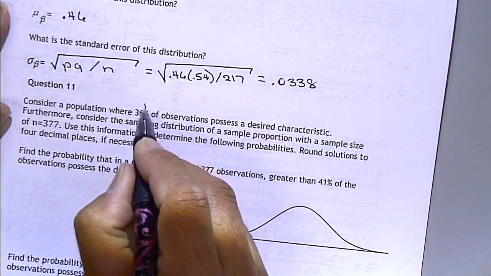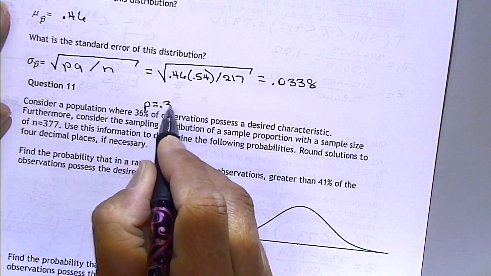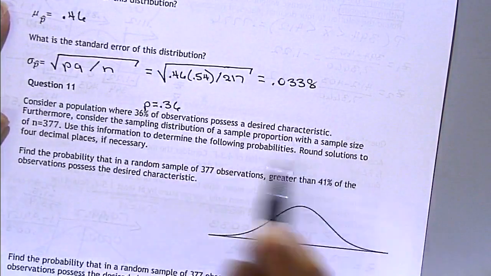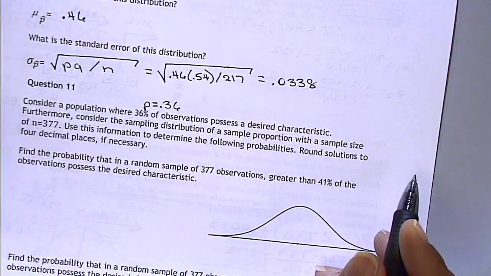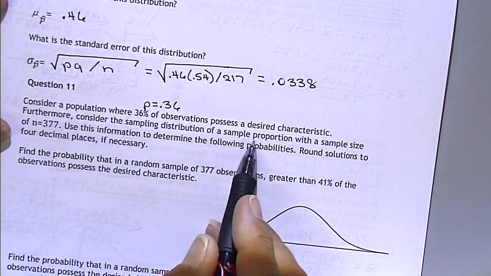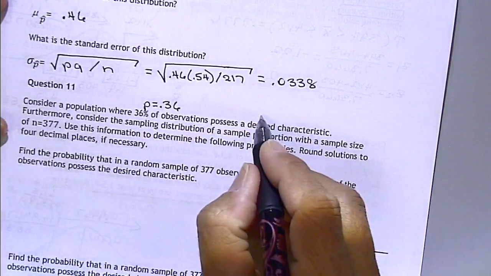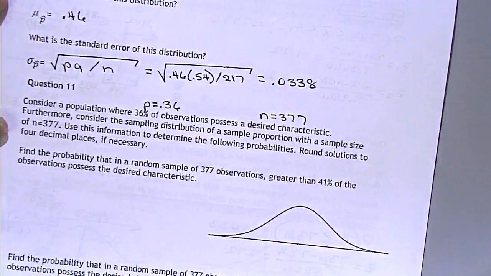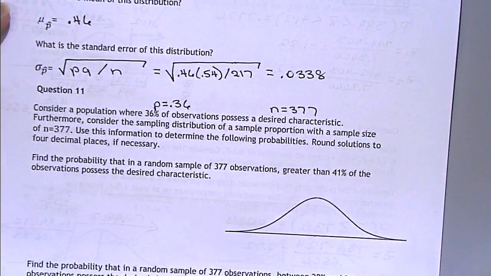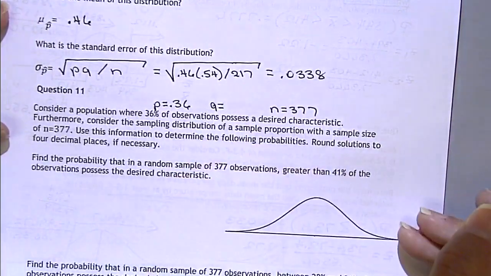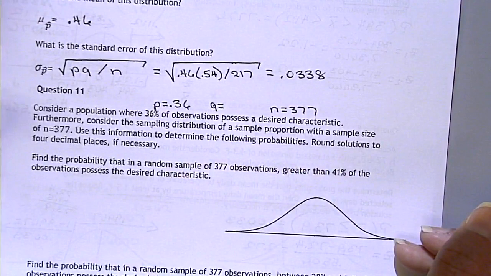All right, let's look at this one: 36% of the observations possess a certain characteristic in this population. Well, that's going to be p, isn't it? Because it's talking about the whole population. And we don't care what the characteristic is. Maybe it's people that had red hair or something. And then we're going to consider the sampling distribution with a sample size of 377. And this is what I always write down. I always write down p, I always write down n, and I write down q because I know I got to have it. So you might as well write those 3 things down right off the bat, okay?